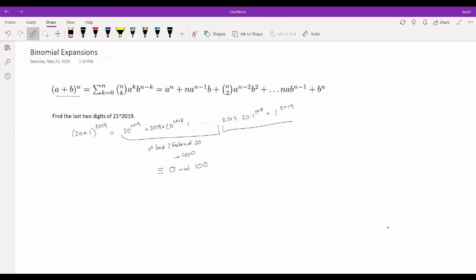So we have 2019 times 20 plus 1. Using mods again, we can turn 2019 into just 19 because 2019 mod 100 is 19. So this just becomes 19 times 20 plus 1 mod 100. 19 times 20 is 380, and plus 1, mod 100, is the same as 80 plus 1, which is just 81 mod 100. So that means the last two digits of 21 to the 2019 power is 81.